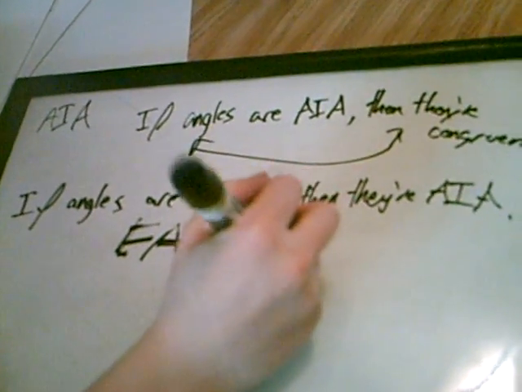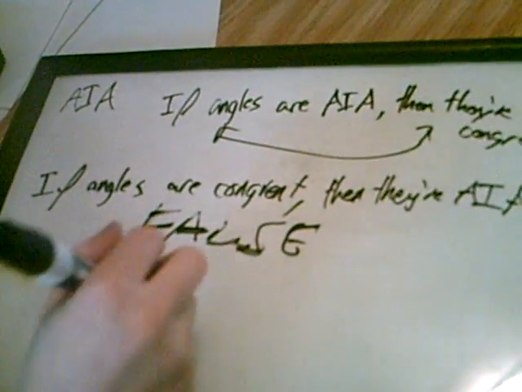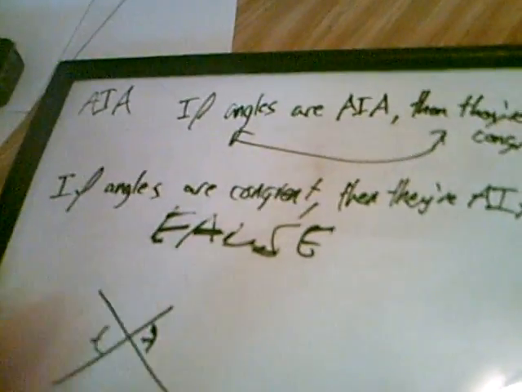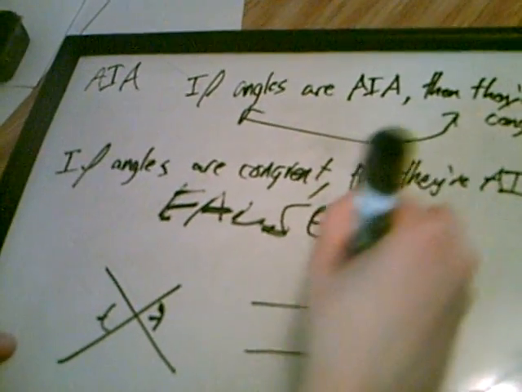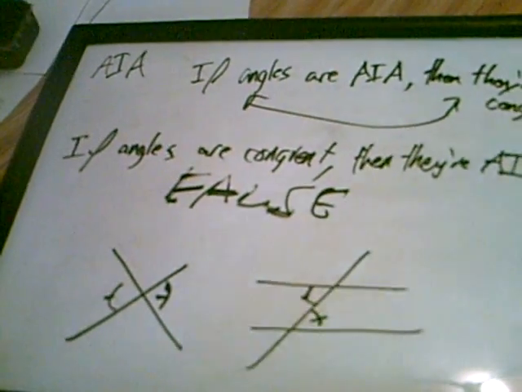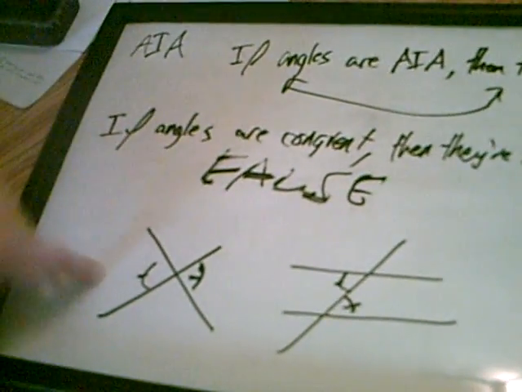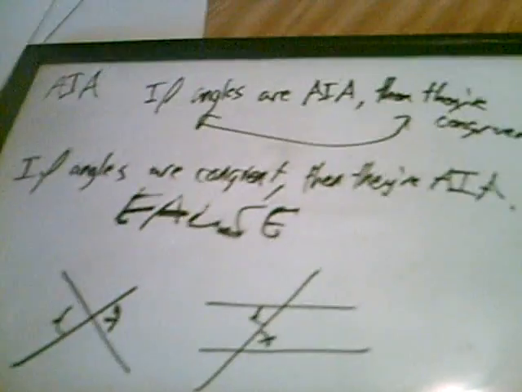Because these two angles are congruent, because they're vertical angles. They're not alternate interior angles. They look nothing like this. Nothing at all. But these are congruent. Therefore, the converse of this statement is false. However, some are true. What do we got for time? We have 3 minutes. Okay.